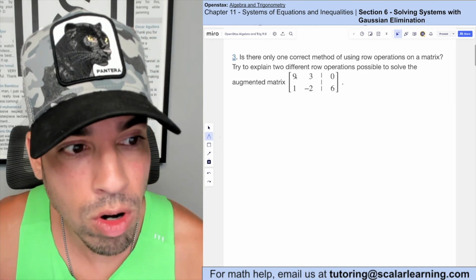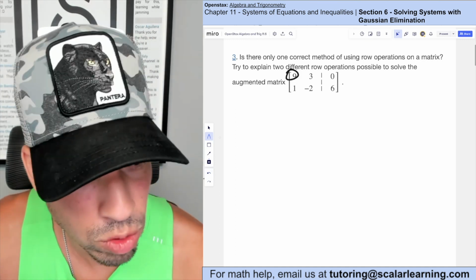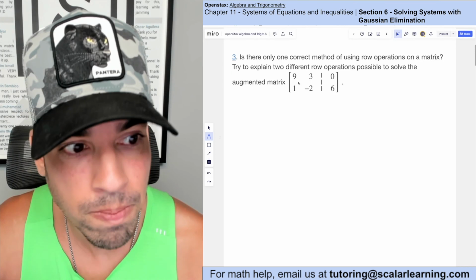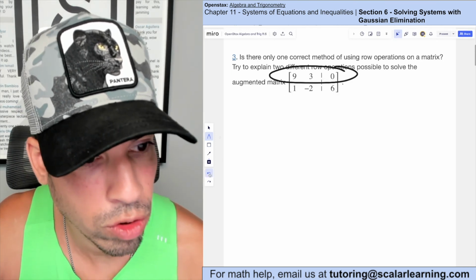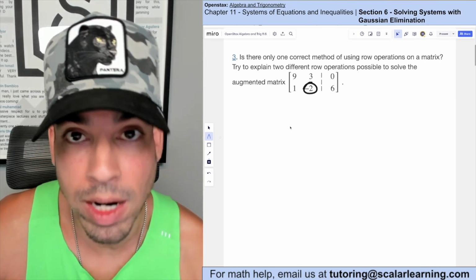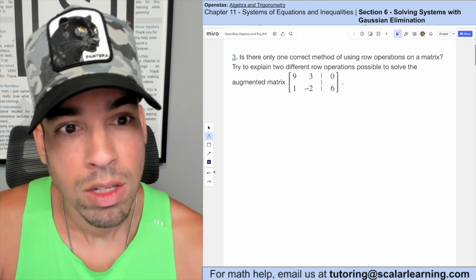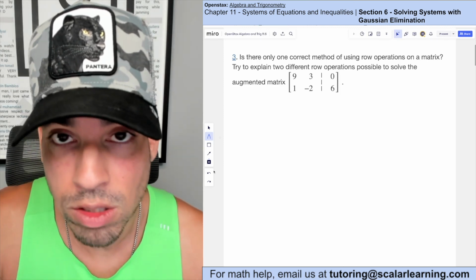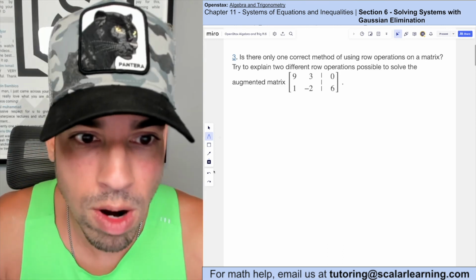I could start off by multiplying the first row by 1/9 and turn that into a 1, okay? That's one option, and then I could go from there. Another option is I could start by simply adding this entire row to row 2, and that would flip this to a 1, right? And then we could take it from there and start flipping everything. The bottom line is there are different potential orders of operations that will still get you to whatever the correct solution is. So I would say yes, there are multiple possible different row operations.